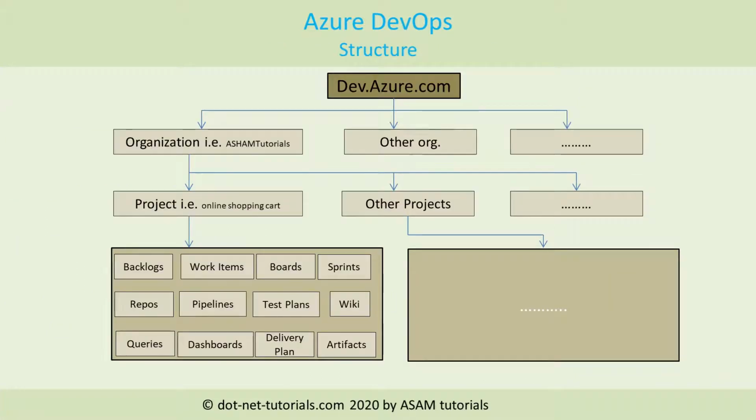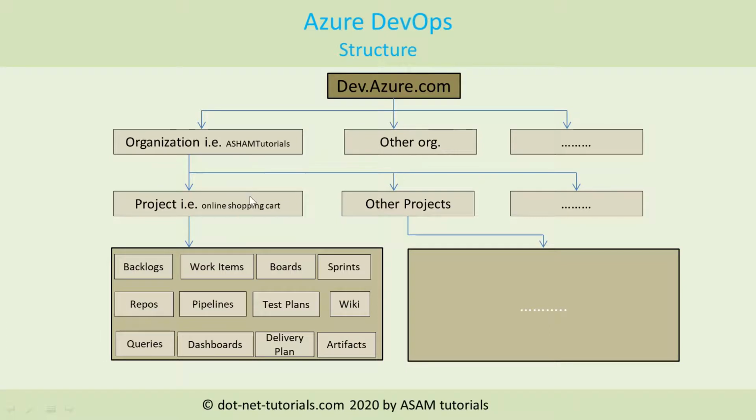Let's have a look at the structure of Azure DevOps. The very first thing at high level is dev.azure.com, or I will say this is the UI of Azure DevOps, and the next level is organization. You can have multiple organizations, or behind the scenes there will be multiple organizations associated with Azure DevOps, and the organization will have multiple projects. In my case, I have given my own project as an example, online shopping cart, but I can have multiple projects in my single organization.